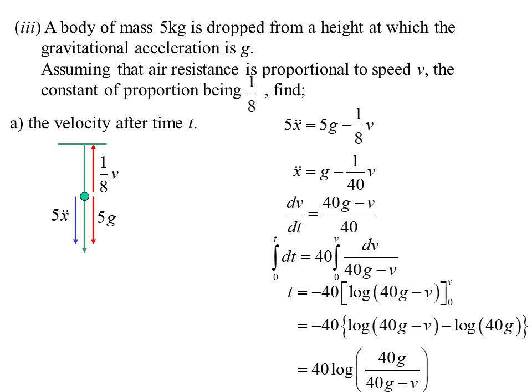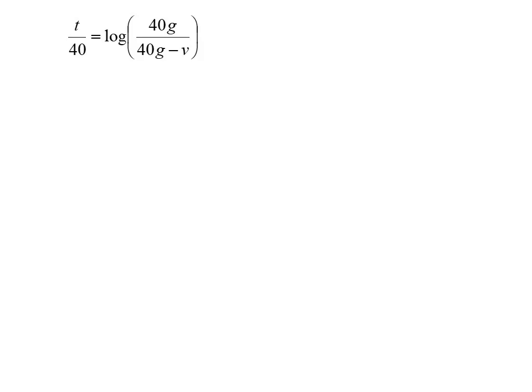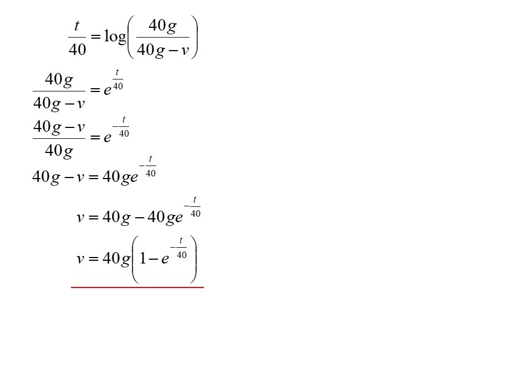Okay, let's keep going. T over 40 then is the log. So exponentialize both sides. We want to make v the subject. Okay, I'm going to turn that upside down so at least v's on the top of the fraction. That means it becomes e to the negative t on 40. Multiply out by the 40g. Move the other 40g across, and we've got ourselves an expression for velocity in terms of t.